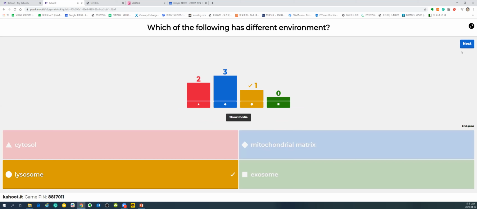Wow. Let's check one by one. Cytosol, is that inside or outside? Oh, you don't know what is a cytosol? Inside. Cytosol is inside. That's inside of a plasma membrane, right? Inside of a cellular membrane. So cytosol is inside.